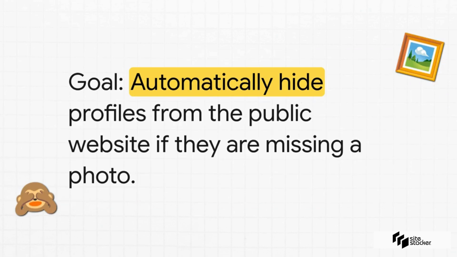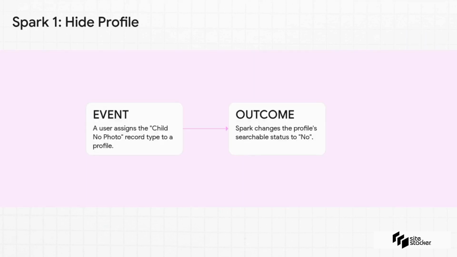All right, let's tackle another super common issue, this time from the content side of things. Say you have profiles on your website, maybe for kids needing sponsorship, but you have a rule. No profile should ever be public if it doesn't have a photo. The solution with Spark is so elegant. The event is simply a STAS member adding a tag to the profile called Child No Photo. The second that tag gets applied, Spark triggers the outcome. It flips the profile's searchable status to No, and just like that, it's hidden from the public website.